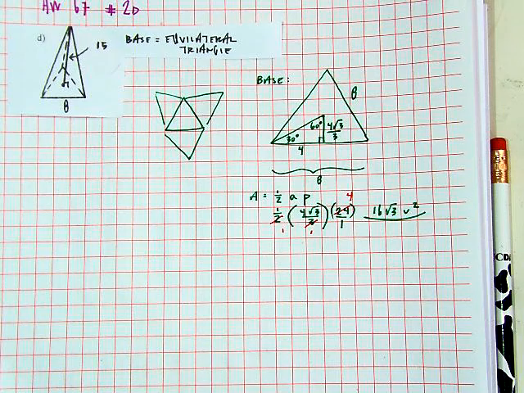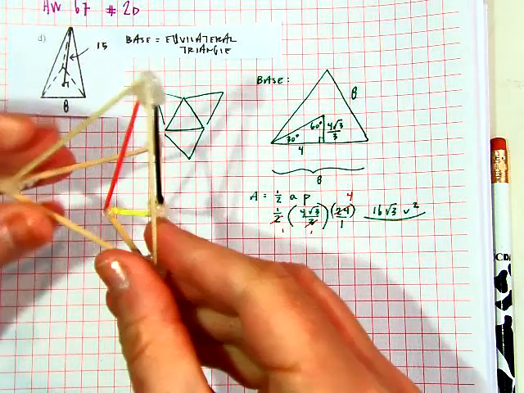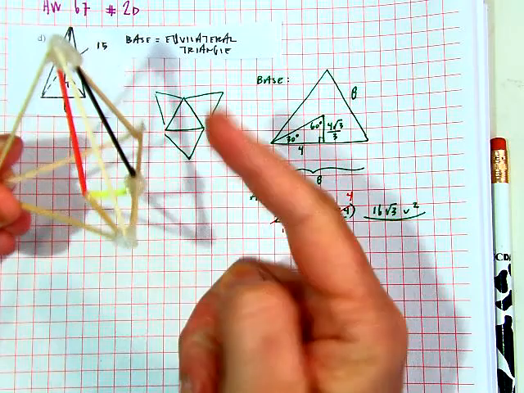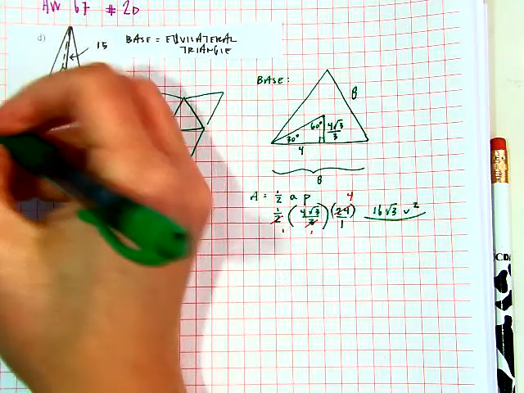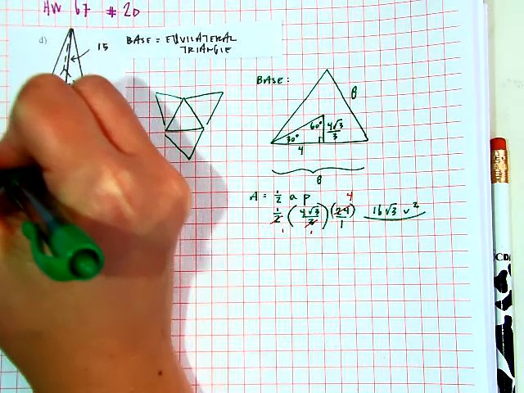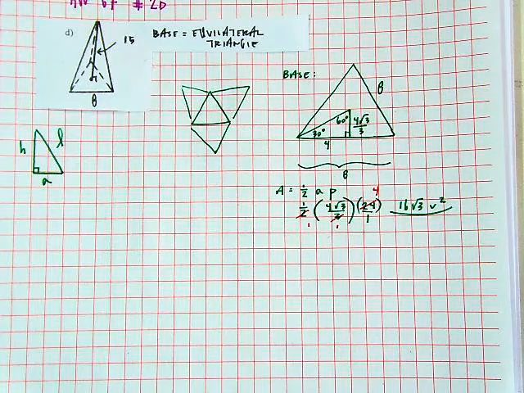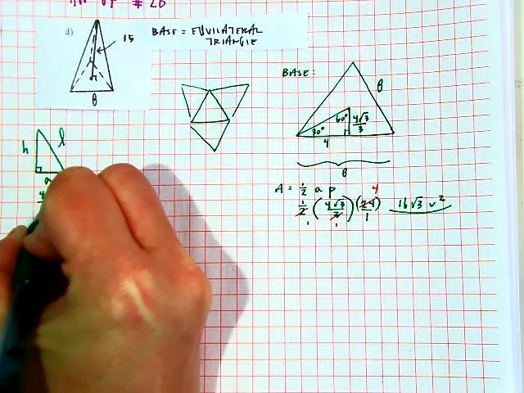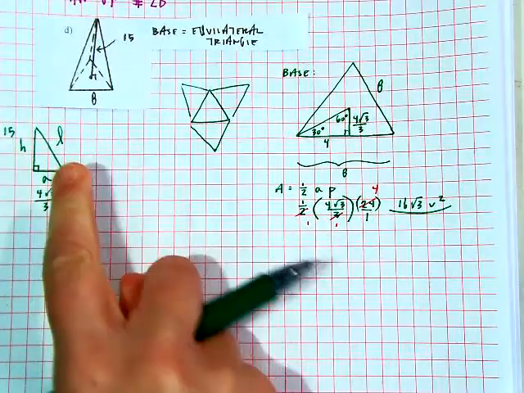I'm going to need my slant height. So again, if I look at my model, my relationship is, here is my height, here is my apothem, and here is my slant height. So let me draw that out to the side. So right here, I have my apothem, my height, I have my slant height. So here, if I label what I know right now, my apothem is 4 root 3 over 3. Okay, my height is 15, and I'm going to need to figure out my slant height.